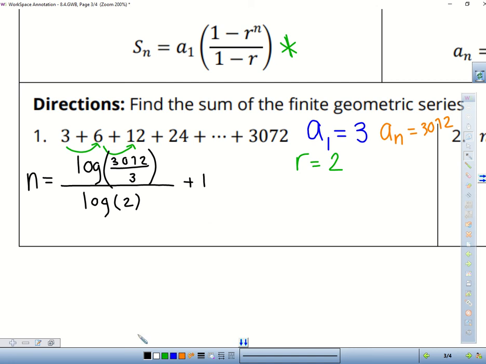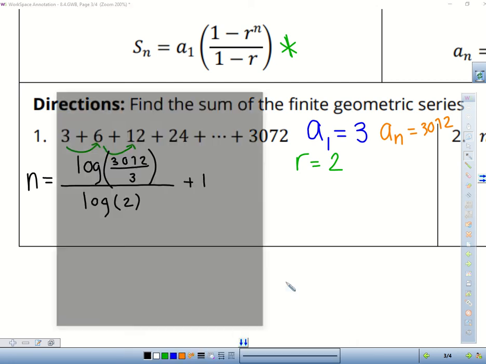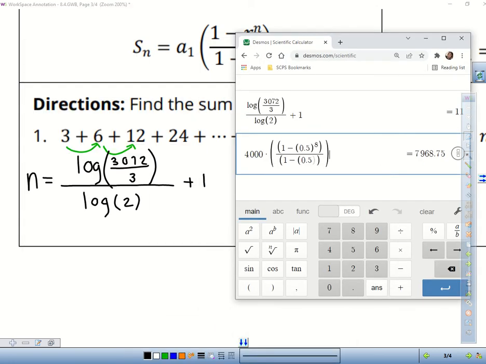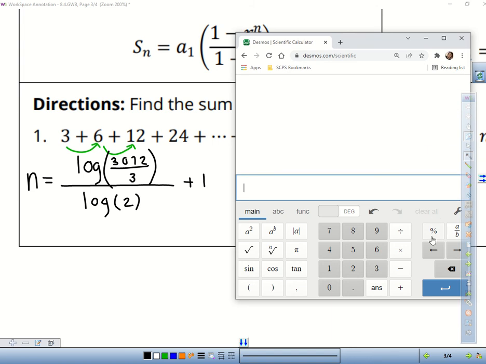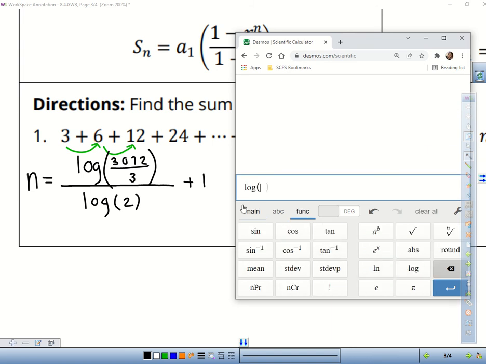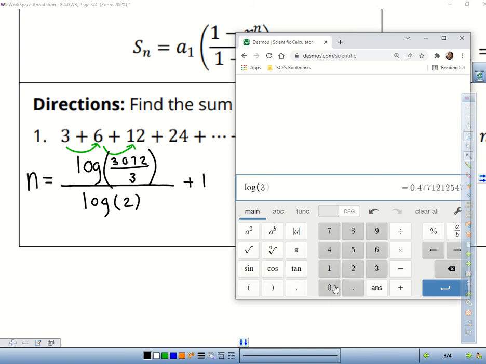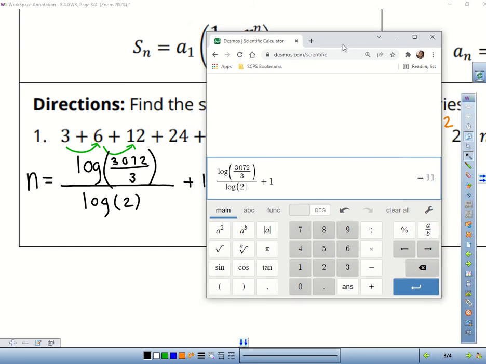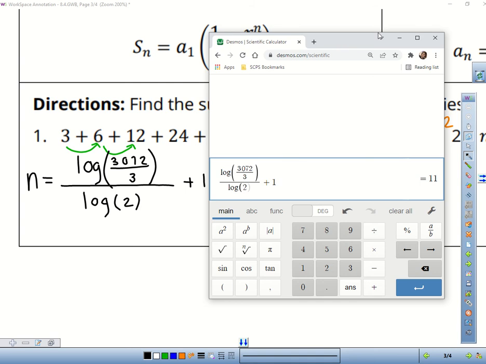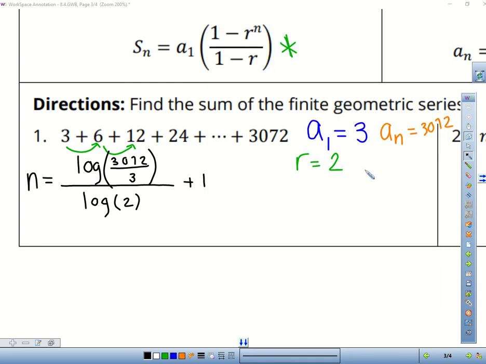Once we have that, I'm going to put it in the Desmos calculator. So I'm just going to clear everything out. And I just go to function, I hit the log button, and I type in 3072 divided by 3, still inside the log at this point, divided by log of 2, and then I click out front to do the plus 1. Okay? So if you type it in correctly, you should get 11. Good. So n is 11.